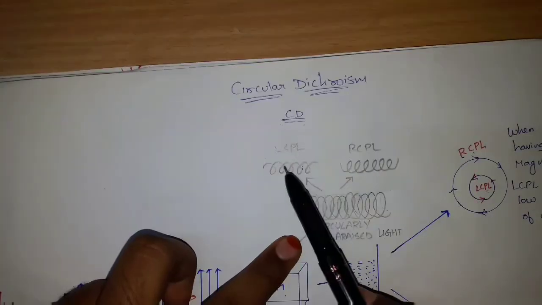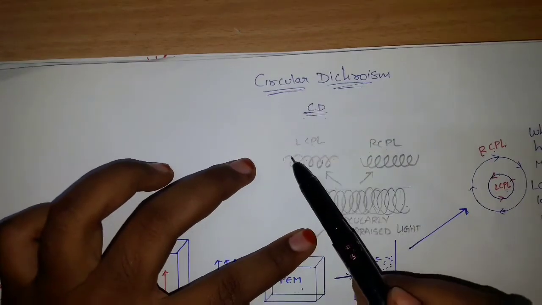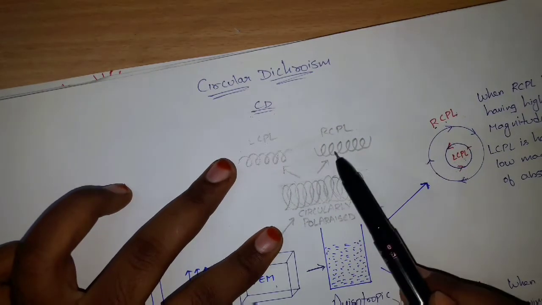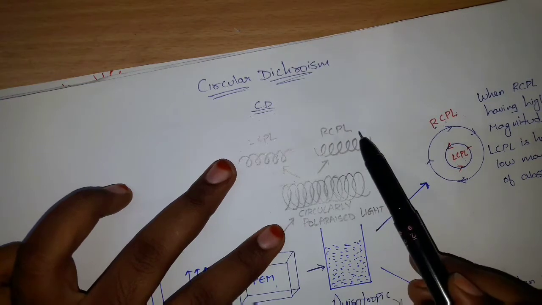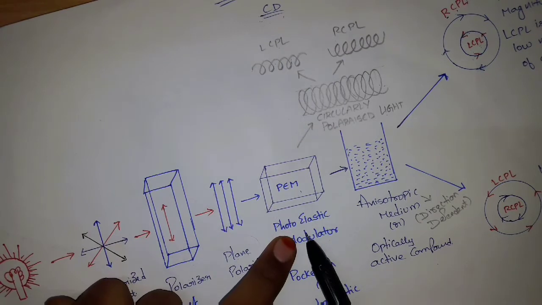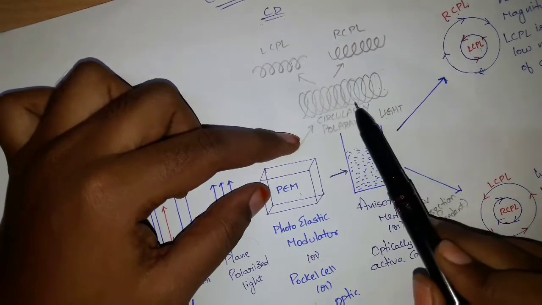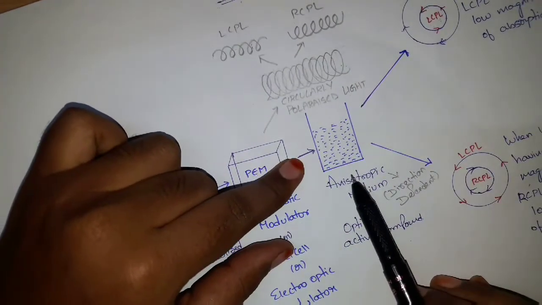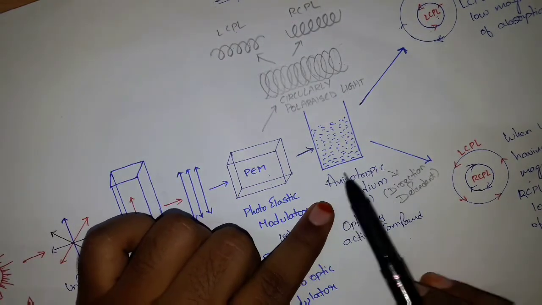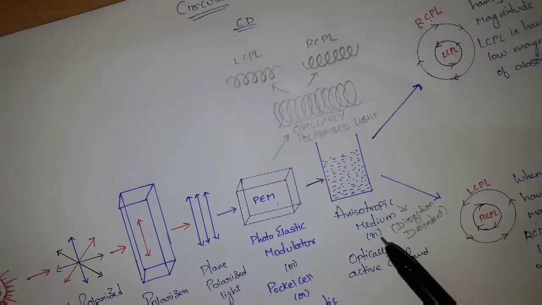It has both left circularly polarized light and right circularly polarized light. From the left side, this is known as left circularly polarized light, and starting from the right, it is known as right circularly polarized light. So a plane polarized light incident on a photoelastic modulator is converted into circularly polarized light. Then the circularly polarized light is incident on an anisotropic medium or optically active compound. Anisotropic medium means it is direction dependent.